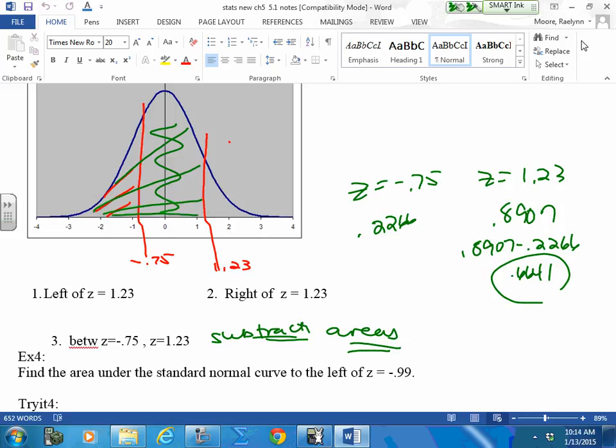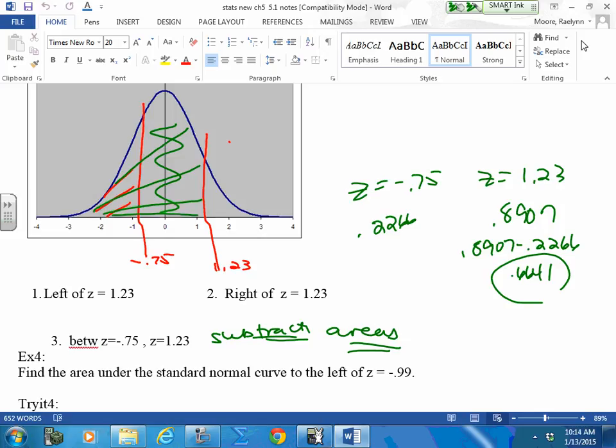And watch. Let's see if this makes sense. Between plus or minus 1 standard deviation is about 68% according to your empirical rule. Look how close I am to the plus or minus 1. A little bit over, but almost the same, right? So wouldn't I expect this to be about 68%?